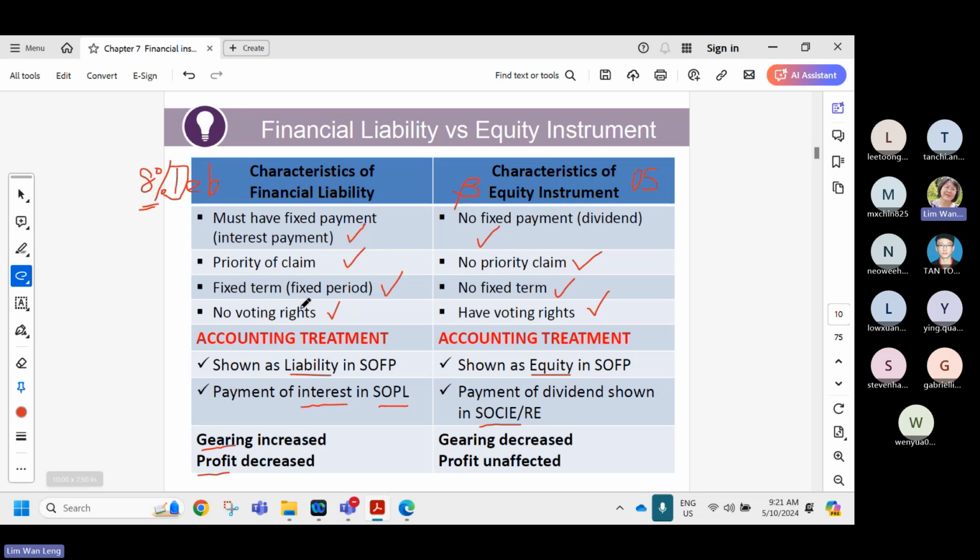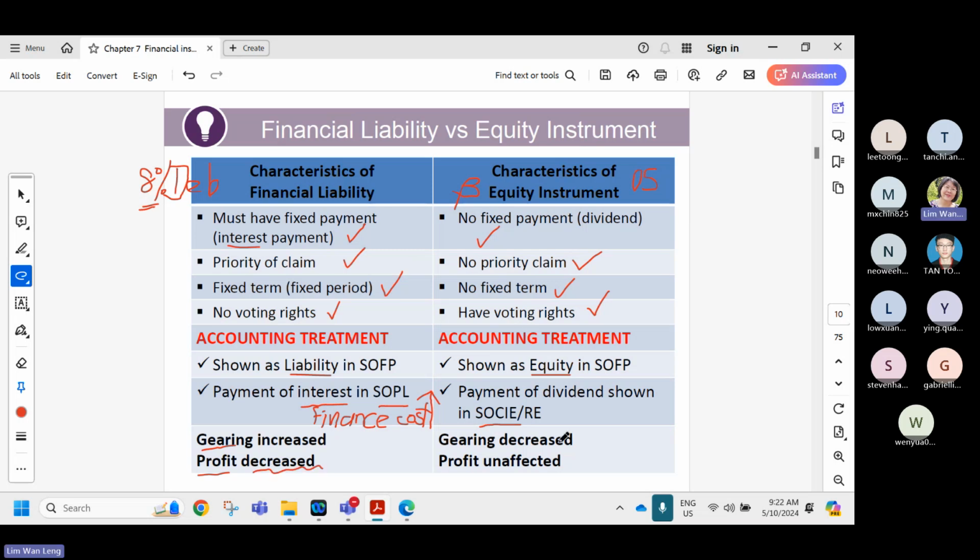And then since the dividends, not dividends, sorry, since the interest is captured as part of the finance cost in the SOPL, which means finance cost increases, the profit reduces. Finance cost will increase. Okay, of course, expenses go up, profit will reduce.